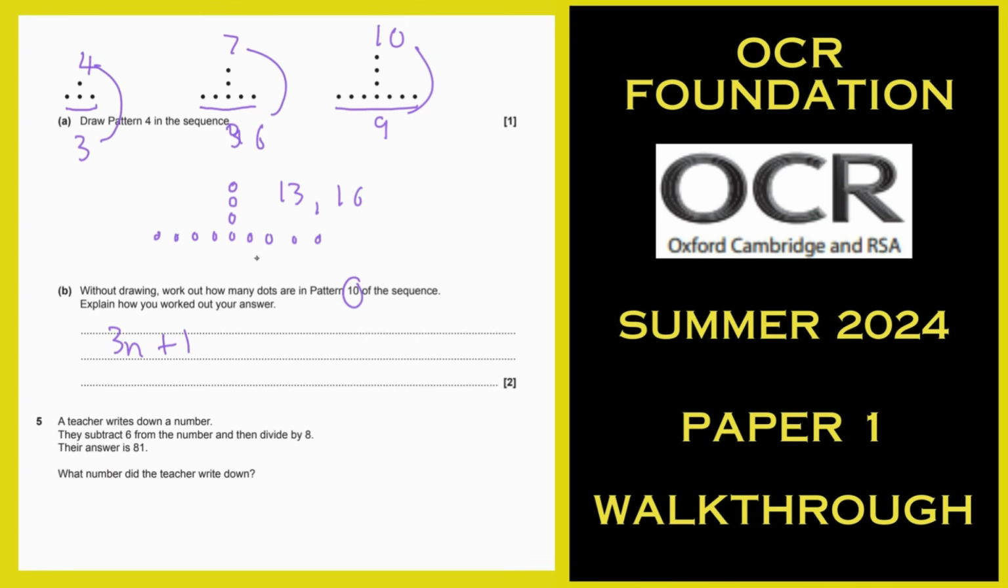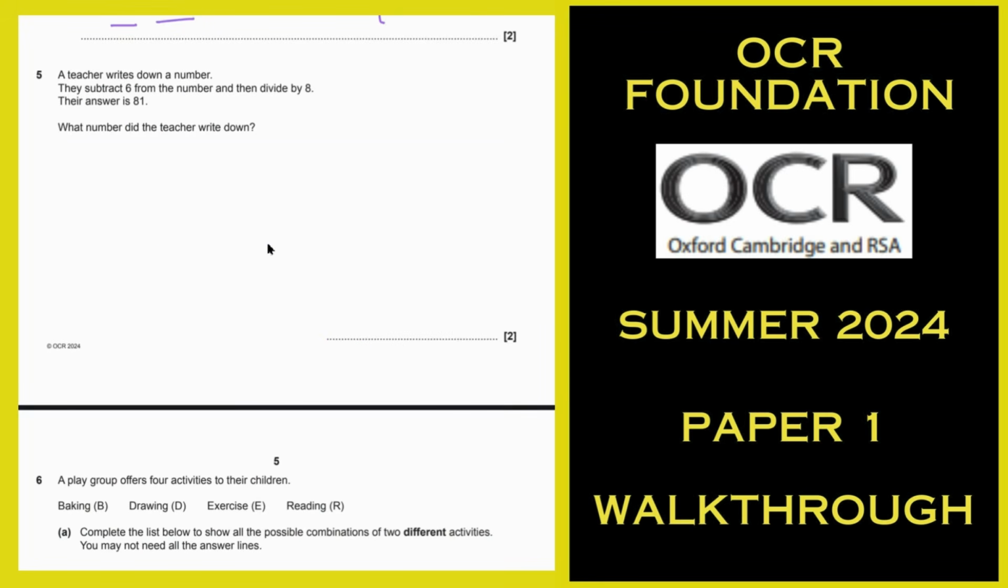So your 10th sequence will be 10 threes, 30 plus 1. Either way is perfectly acceptable and all good. Number 5. It's that old introduction to algebra that your teachers will have done a while ago.